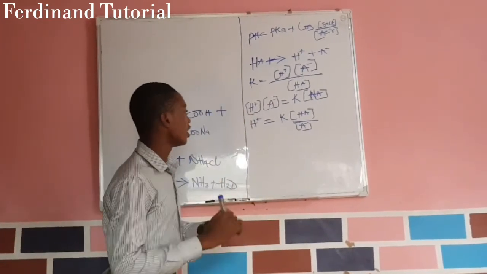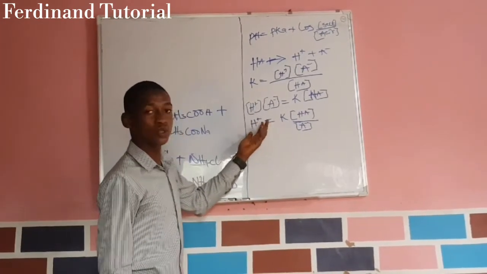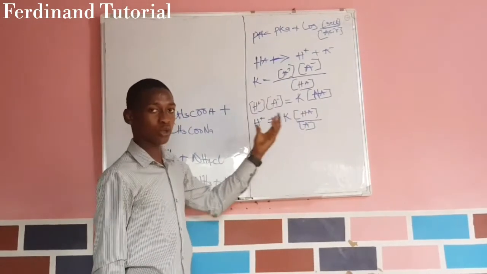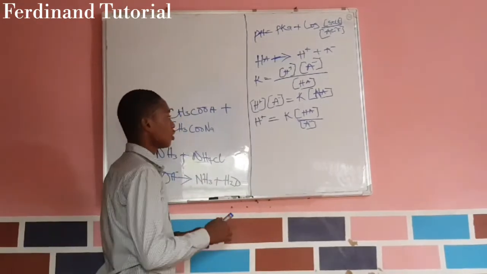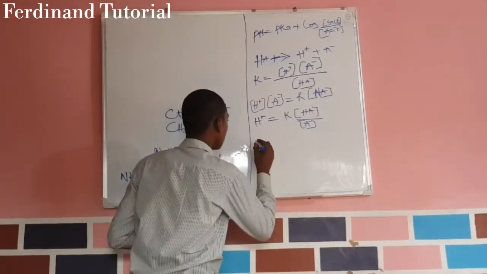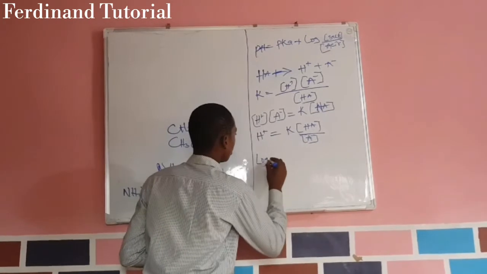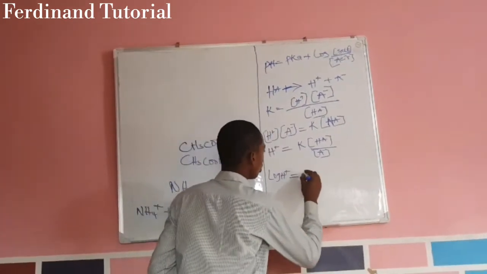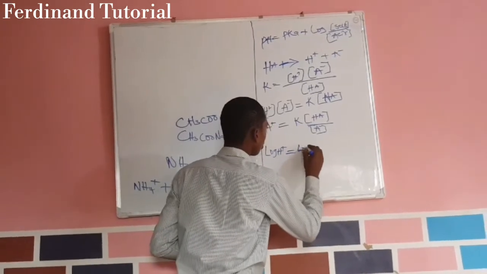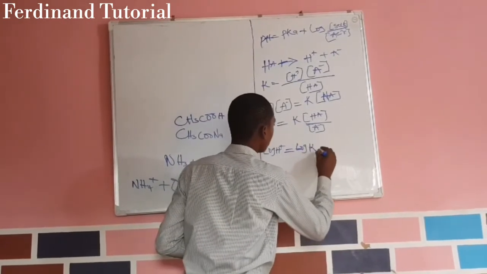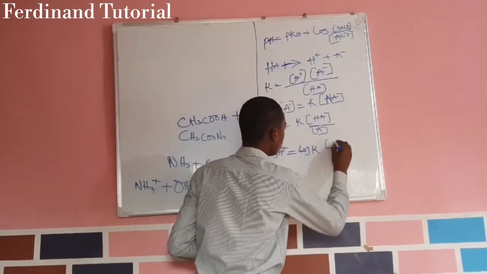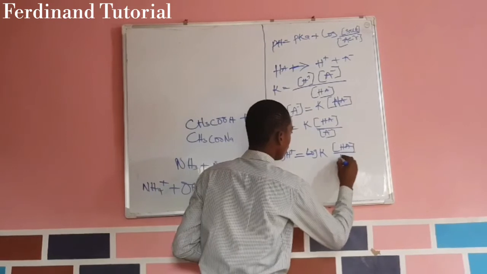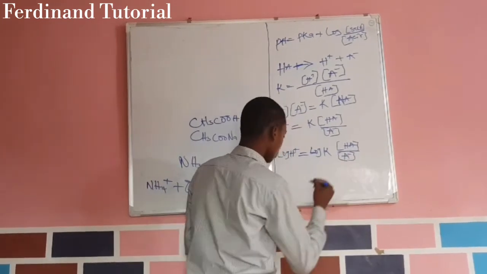Are you getting it? Now at this point here, what do we do? We'll now add log base 10 to both sides. Now what do we have? We have log of the hydrogen ion will be equal to log K, the concentration of HA over what? A minus. Are you getting it?